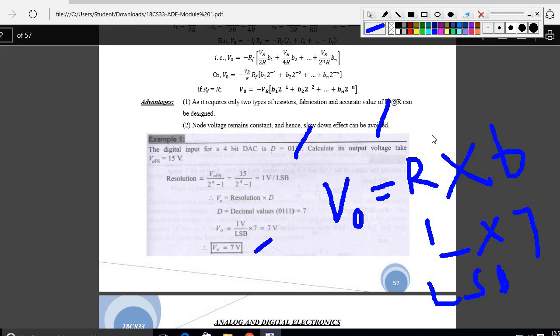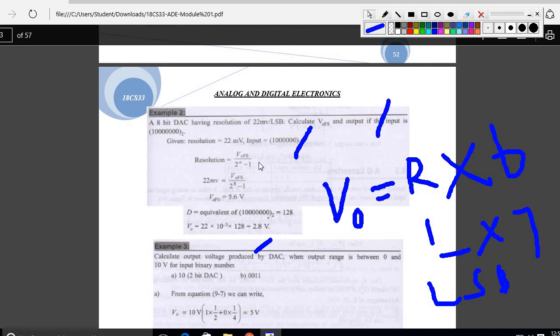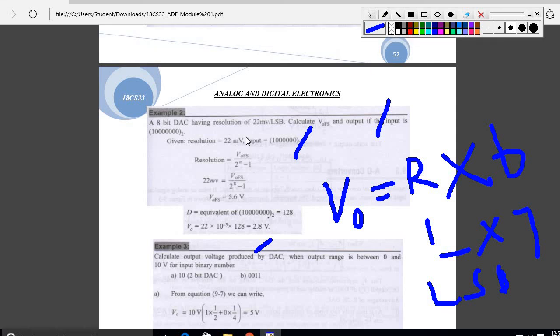The next problem is the 8-bit one. Example 2: an 8-bit DAC having a resolution of 22 millivolts per LSB. Okay, we'll see this example in the next class. Okay, thank you guys.